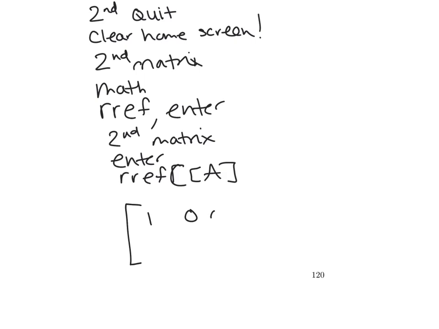You should see 1, 0, 0. There's no line there, so draw the line in. 1, 0, 1, 0, negative 1, and then 0, 0, 1, 0.